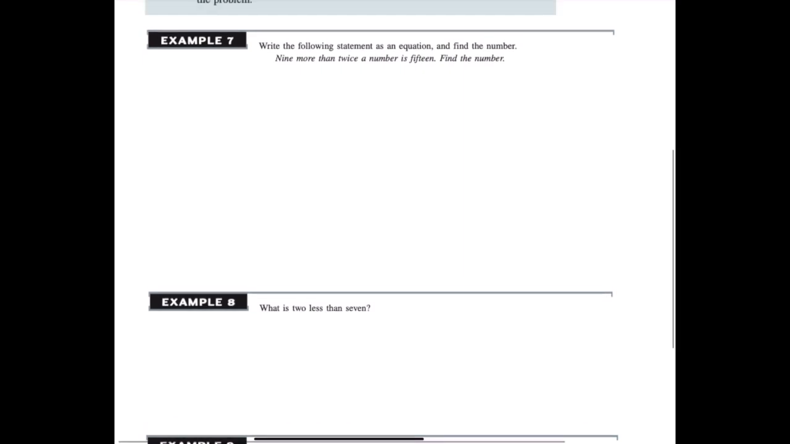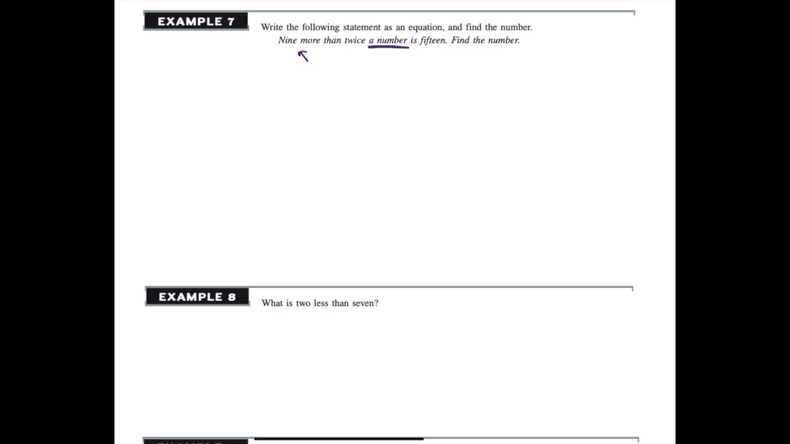So our first one says to write the following statement as an equation and then find the number. So what is our statement? 9 more than twice a number is 15. Find the number. It's kind of an odd statement, and it's kind of hard to see what it is talking about. 9 more. It means like we're going to add 9 to something. 9 more than twice a number. Notice the vagueness here, a number, some unknown.